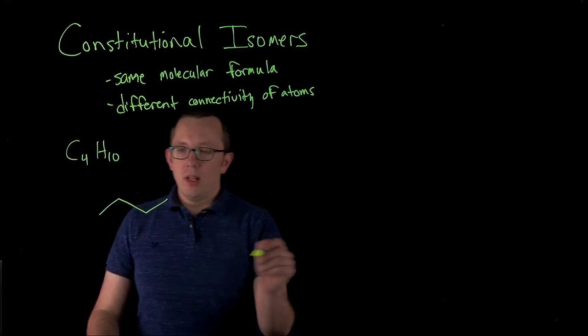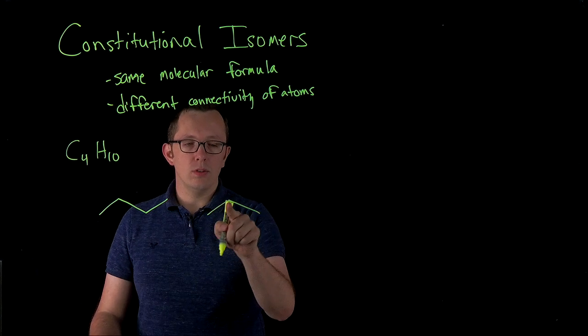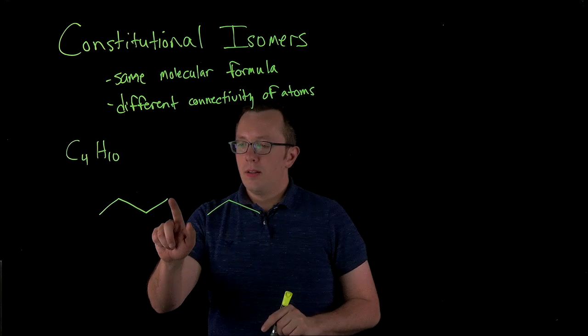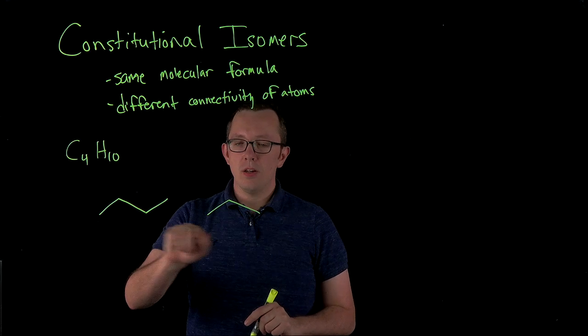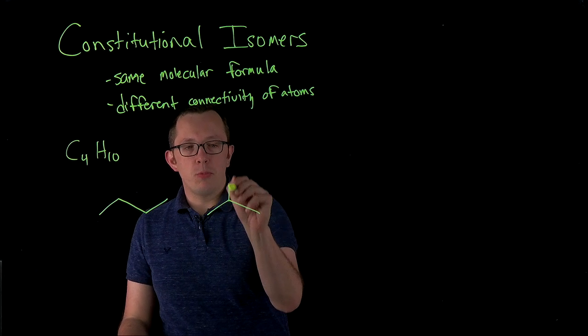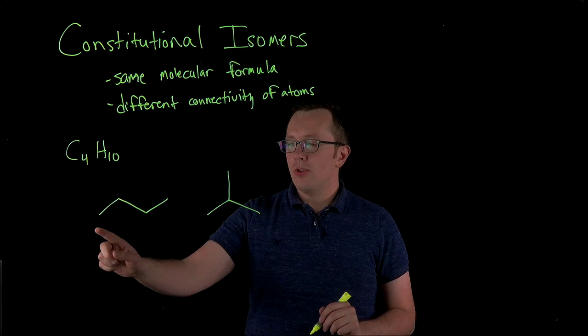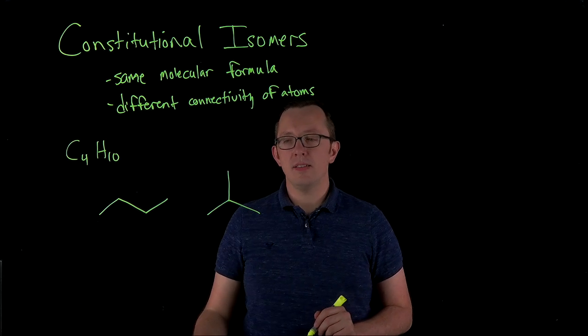But there's another way. We can put 3 carbons in a row, 1, 2, 3. And instead of adding the fourth carbon on at the end, we can put it in the middle and form a branched structure. And this branched structure will look like this. So we have two different carbon skeletons here.